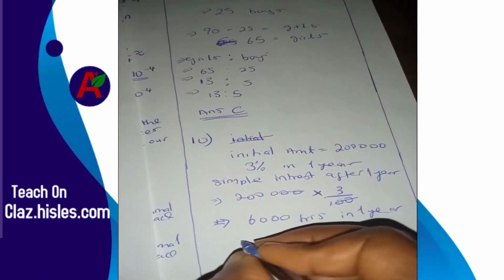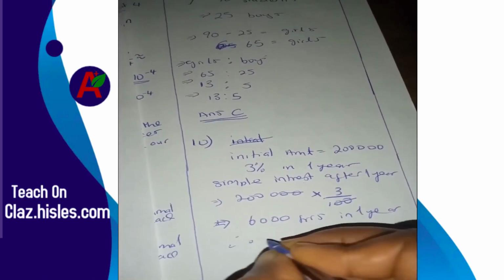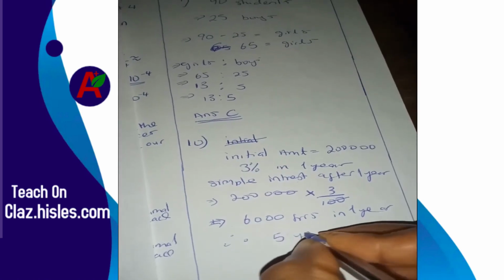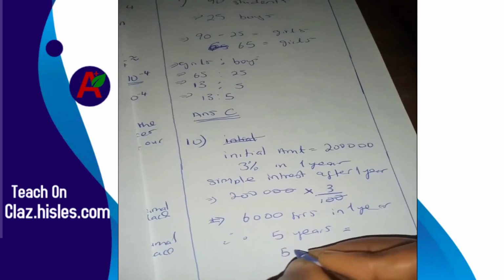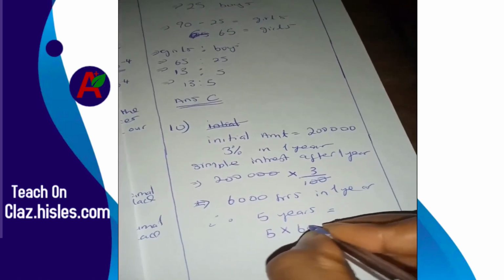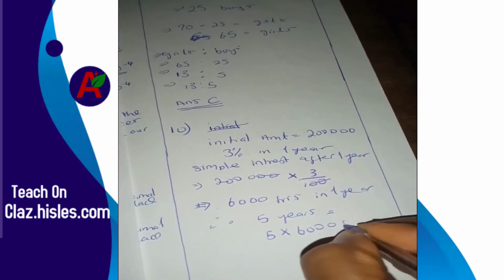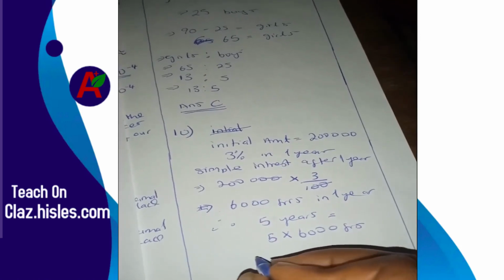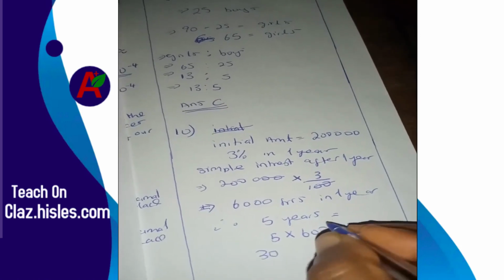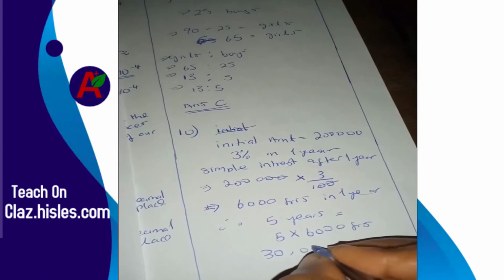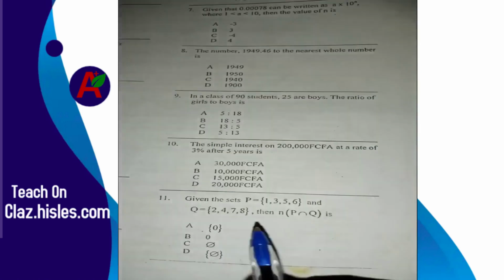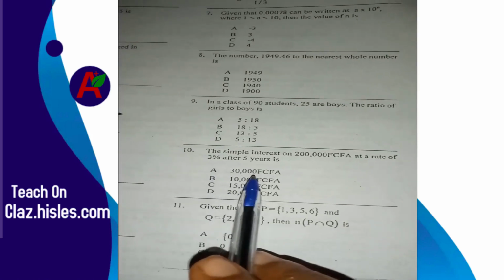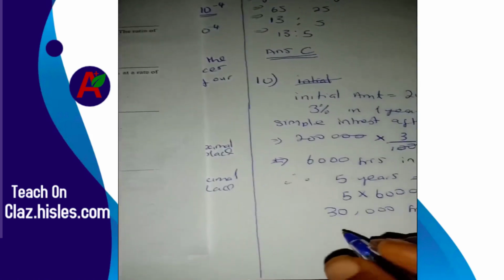Therefore, 5 years is going to be 5 times 6,000 francs. 5 times 6 is 30, add the trailing zeros, that's 30,000 francs. Do we have 30,000 francs among our options? Yes, 30,000 francs is option A, so the answer to number 10 is A.